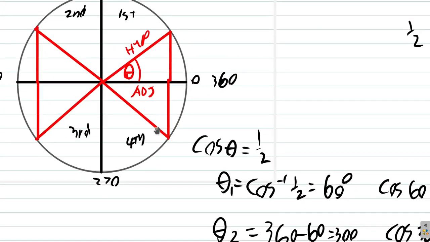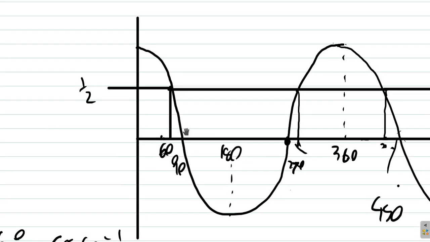So the unit circle and the curve can help you in finding the angles such that the cosine of those angles is half.